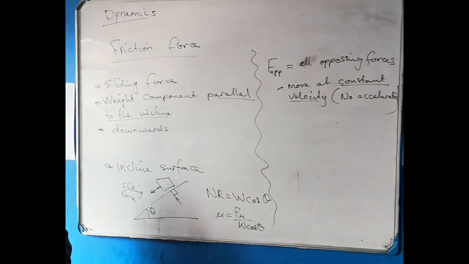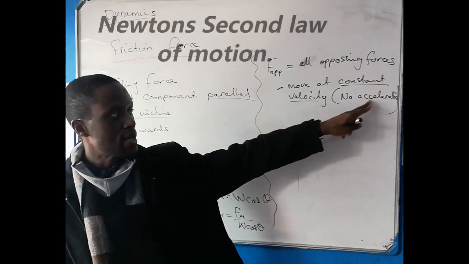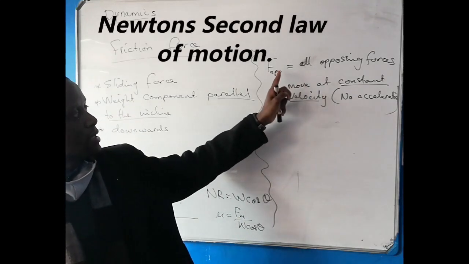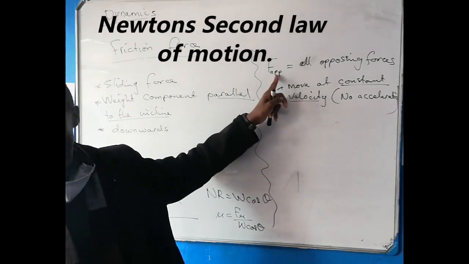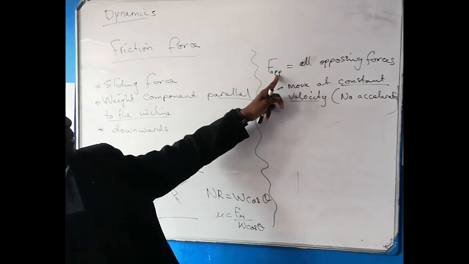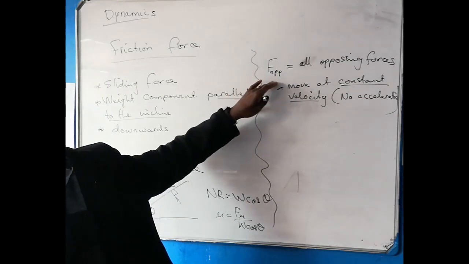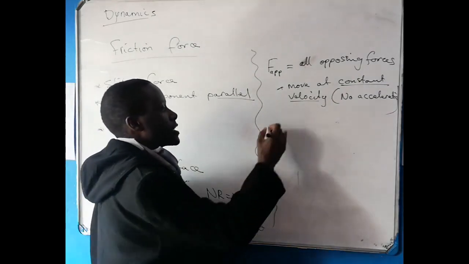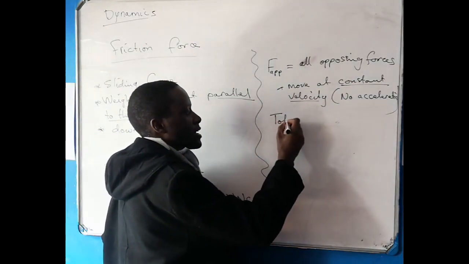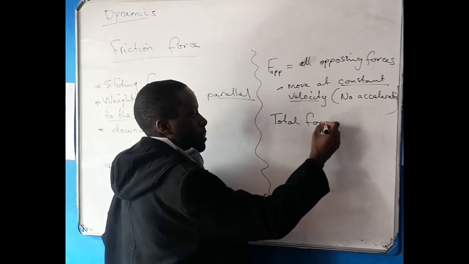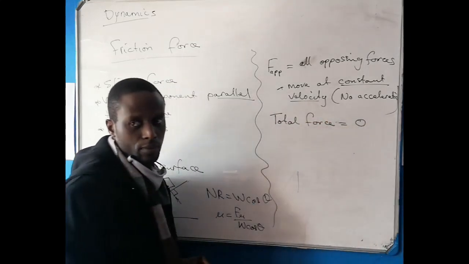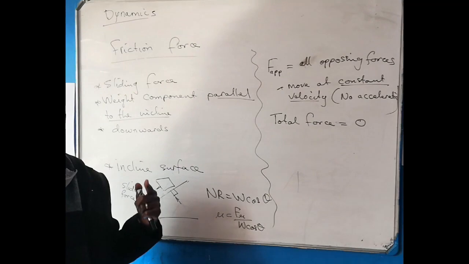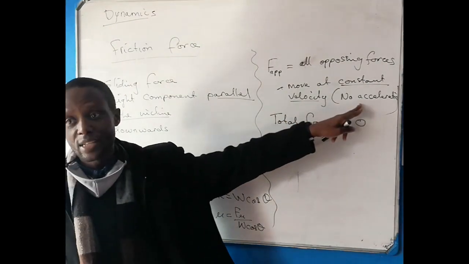Now, according to Newton's second law, we said for an object to accelerate, the acceleration is directly proportional to the force, right? And inversely proportional to the mass. When an object moves at constant velocity, the total force or the net force is equal to 0. When an object moves at what? Constant velocity, there is no acceleration taking place.